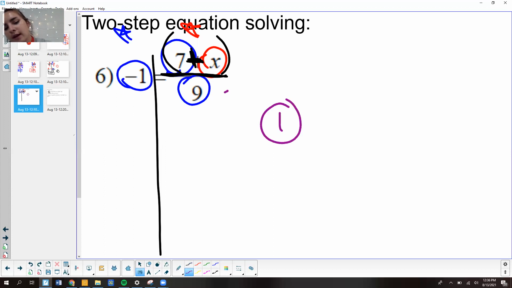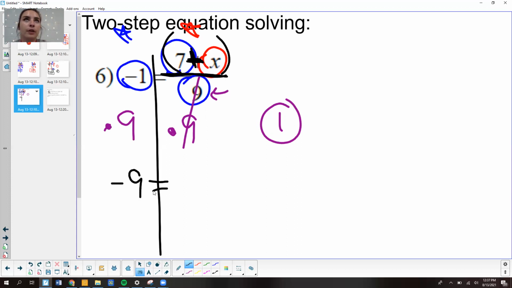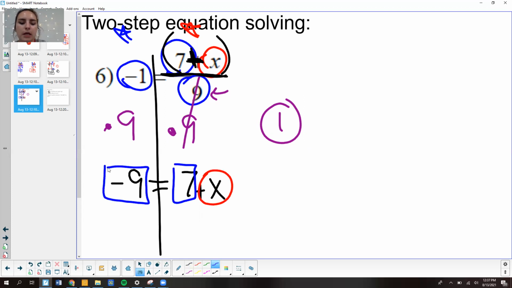So step 1, we need to get rid of this division by 9. So to do that, we're going to multiply by 9, and do the same thing on the other side. Remember, whatever we do to one side, we've got to do to the other side. Okay, so -1 times 9 is going to give us -9. And the only thing that we have remaining on the right side is that 7 plus x. So if it helps you, I'll do circles and boxes for you guys. I'll do a circle for my variable term and a box for my constants.